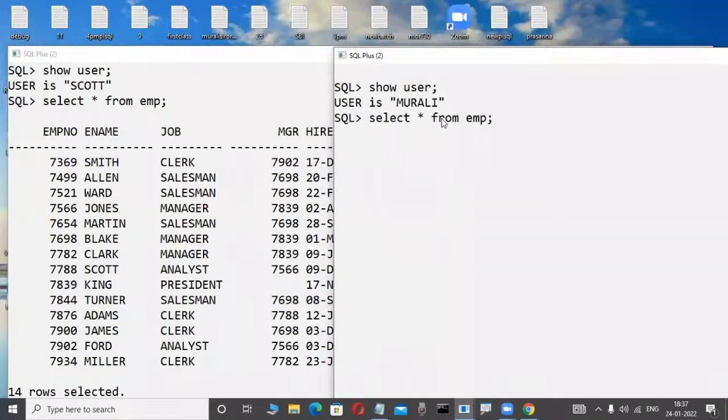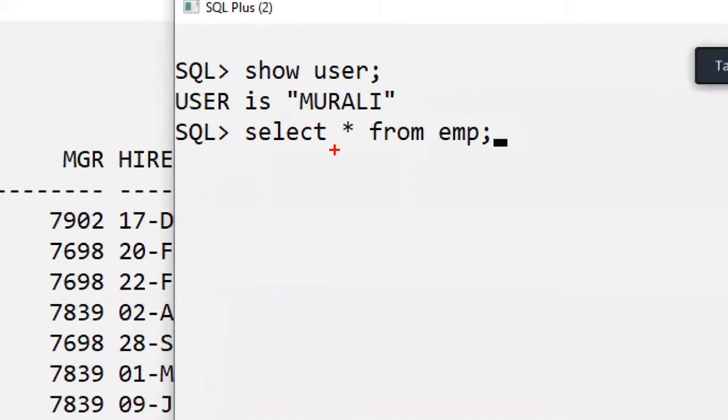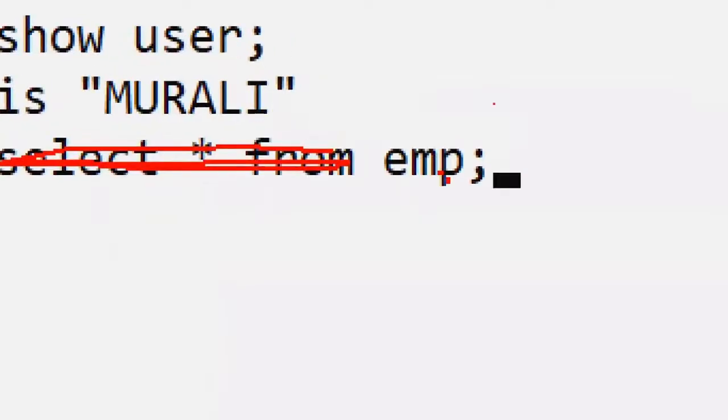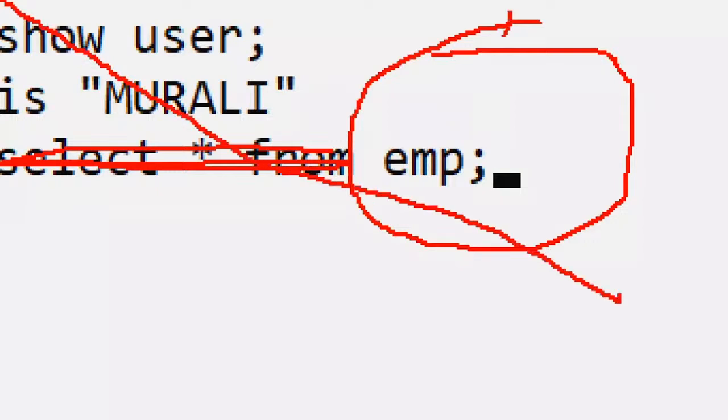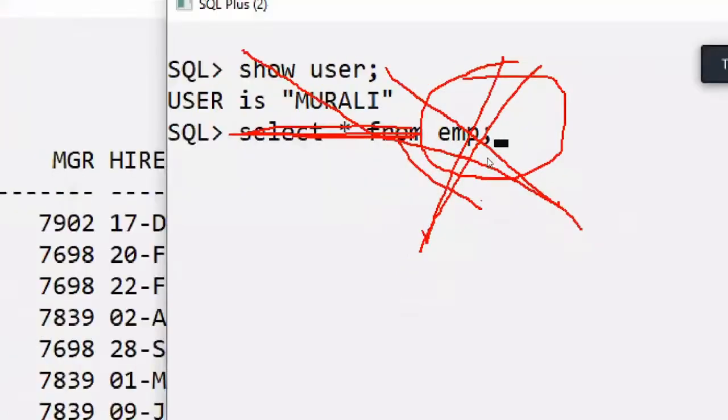Murali's user does not have this table, but he is typing some SQL command only, select star from the table name EMP. Is it possible or not possible? In the Murali user, is the Scott user's table visible or not? Is Murali allowed to access Scott's table? Logically, observe: not possible, because the EMP table belongs to another employee.